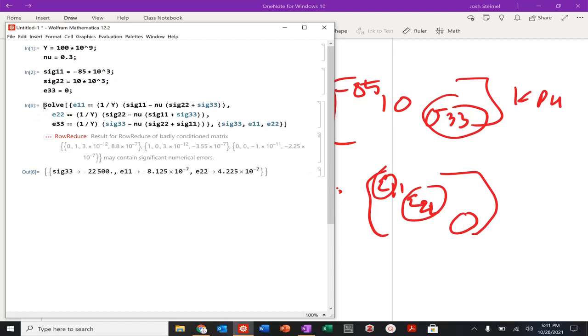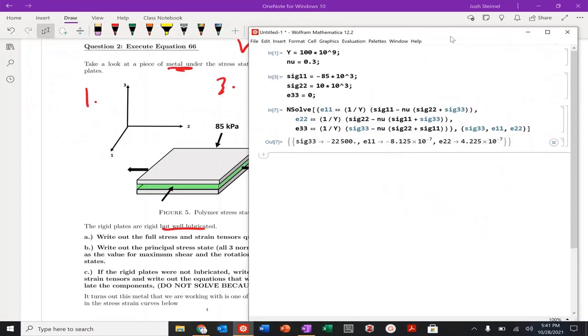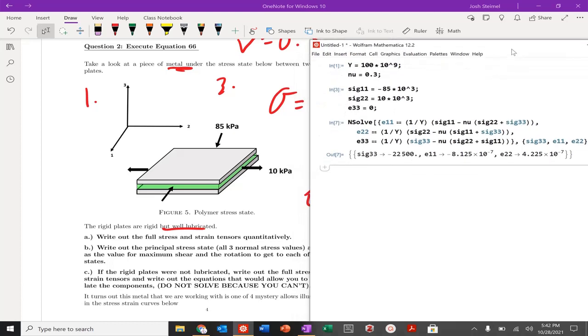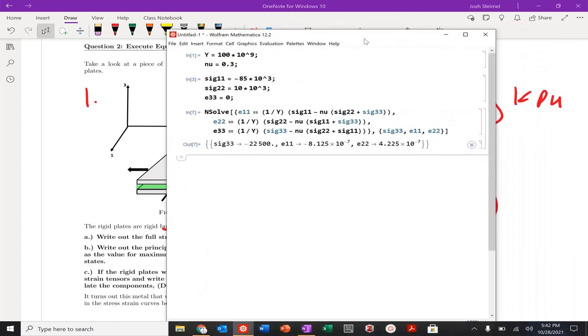Numerically solve, doesn't like that. Just go ahead and do that. So I have my values. You see here that I'm going to have some strain in the 1,1, which is going to be negative, fantastic. E22, positive, makes sense. And then sigma 33 is negative, compressive, because the material wants to bounce out. Looks reasonable to me. So I'm going to give these values right now.